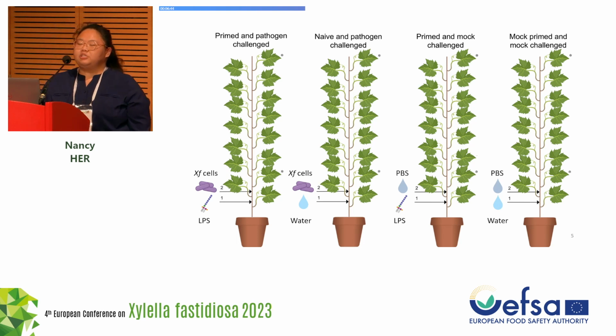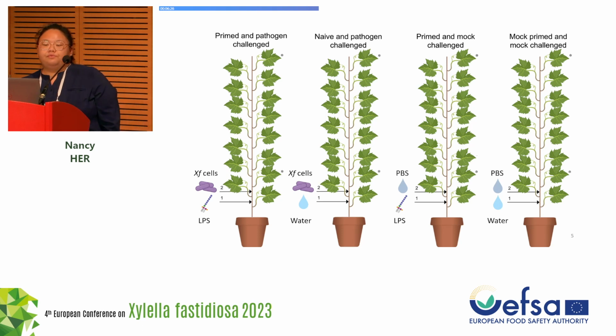In your primed and mock challenge, you are primed with LPS and mock challenged with PBS. And in your mock primed and mock challenge, you are mock primed with water and then mock challenged with PBS. So these two, the primed mock challenge and the mock primed and mock challenge, are necessary controls and important for normalizing the data of the primed and pathogen challenged and the naive and pathogen challenged plants.